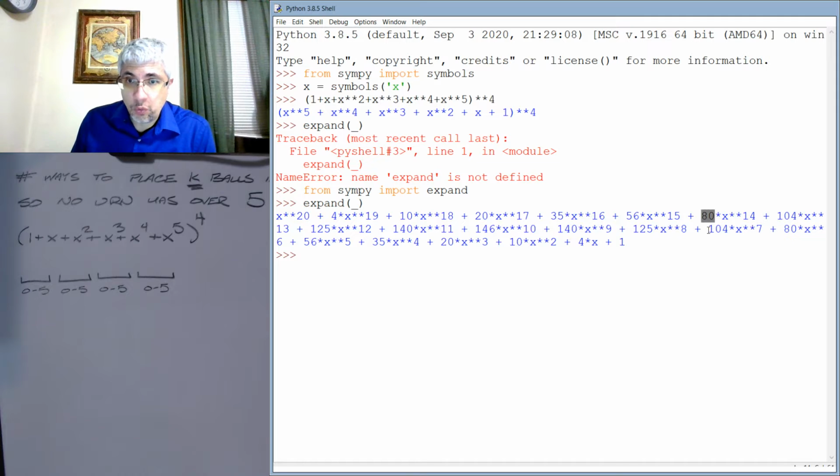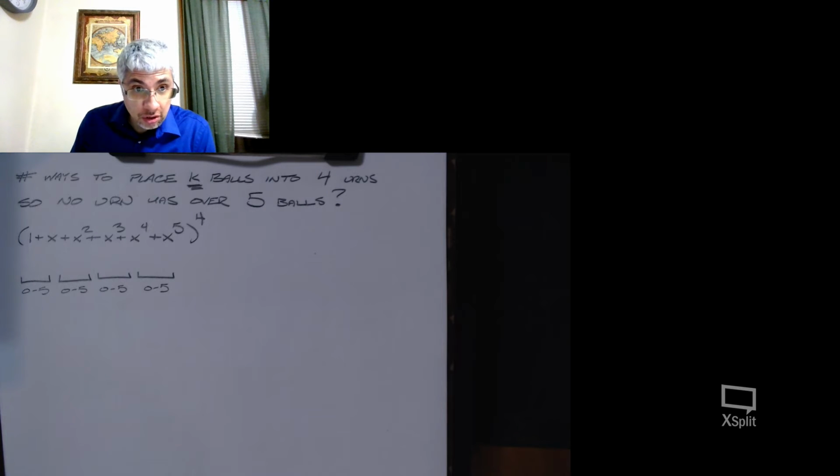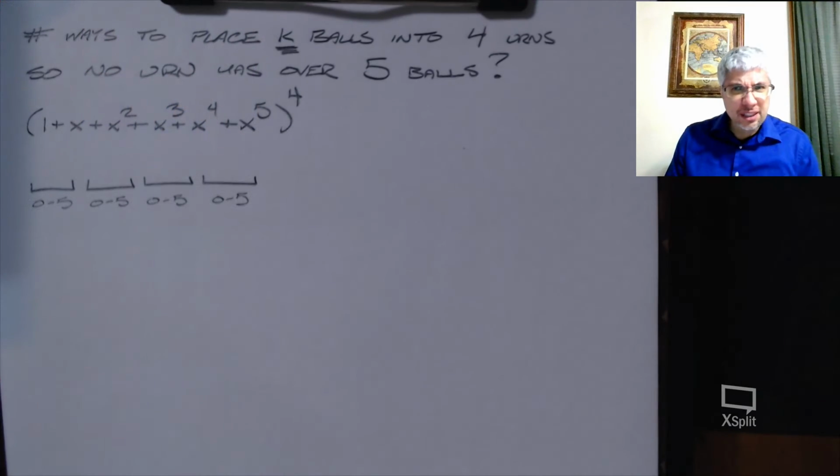So now what this is telling me is these coefficients are each telling me the number of ways which I can place, well, for example, for this one, this is telling me the number of ways that I can place 7 balls in those 4 urns so that no urn has more than 5. So obviously I wouldn't want to do this by hand, but as you can see, we don't need to do this by hand.